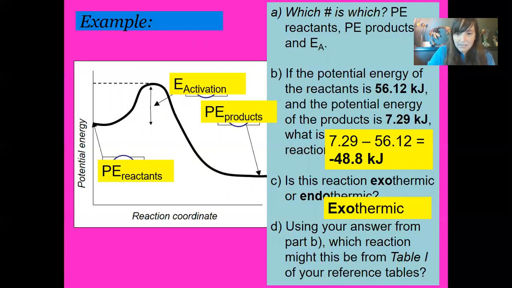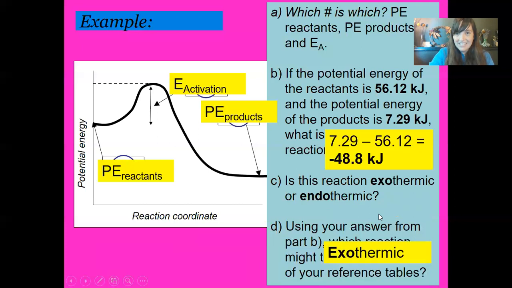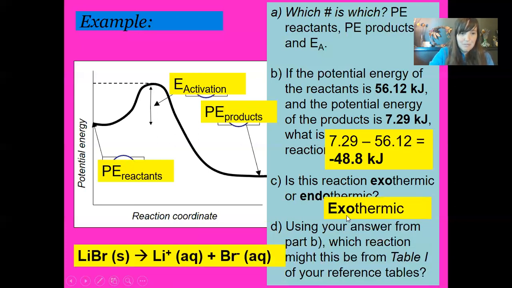Okay, and using your answer from part B, which reaction might this be from table I of your reference table? So our answer to part B was negative 48.8 kilojoules. Let's take a look and see if that matches anything from table I. If you look way down at the bottom here, negative 48.83. That's the reaction of lithium bromide solid, dissolving and turning into lithium and bromide aqueous.